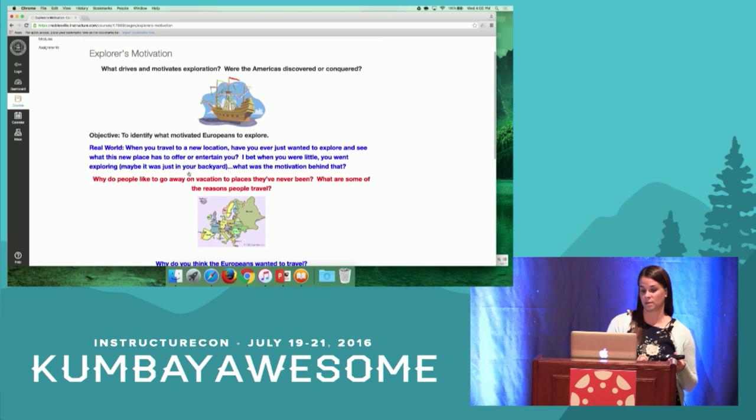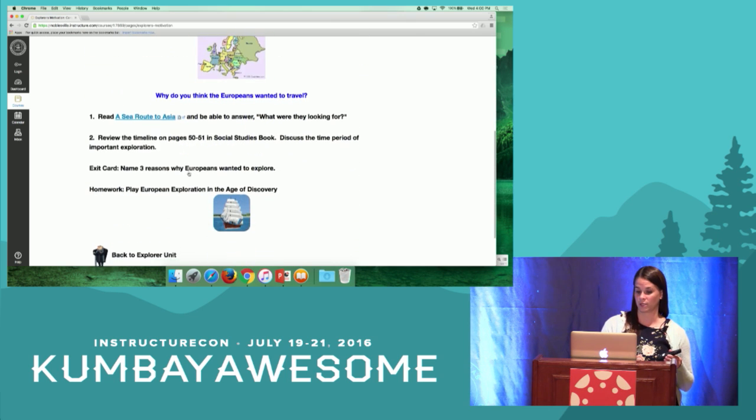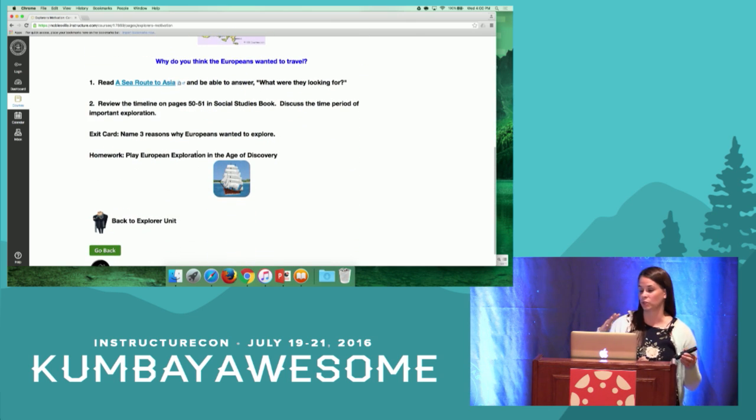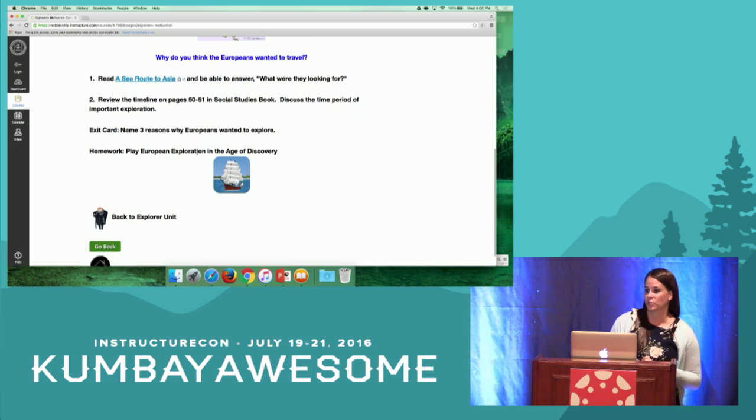So she has what she wants her students to walk away with, and that red, that's the most important thing. Her objective, real world standard, and ways to link out to other apps and other resources that help support learning. So any other questions about some of these examples?